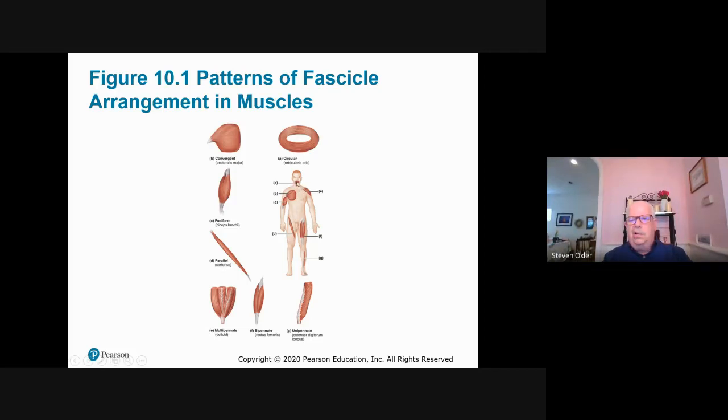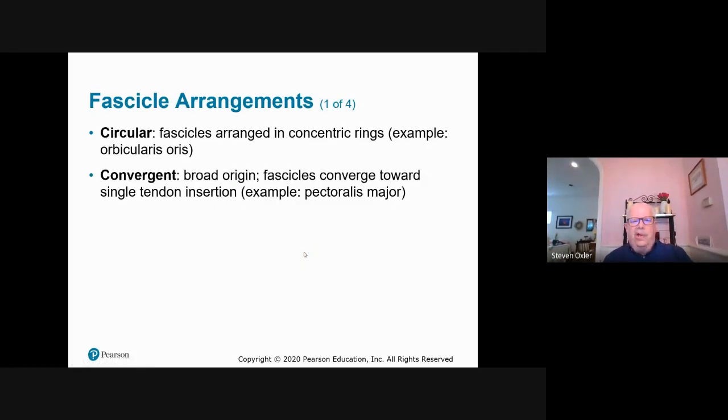Circular, convergent, fusiform, parallel, and pinnate. Circular, well, they're all in circles. They're in rings. And the most common example of a circular muscle is the muscle of the lips, the orbicularis oris. It actually allows you to whistle. The orbicularis oris.